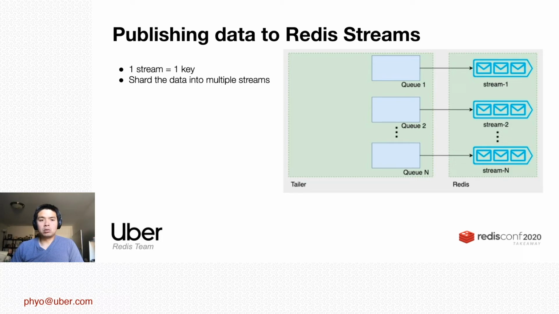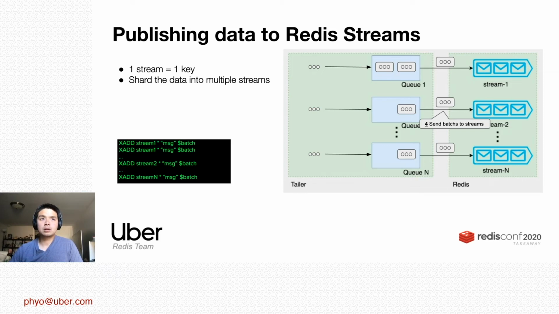Let's take a look at the command flow. When the commands come in, we shard the commands into the queues, and then we batch the commands in the queues based on size and time duration. After this, we send these batches to the mapped streams. The command we use is XADD, and if you look at the sample commands, we use XADD and then the name of the stream that we are publishing the data to. The star here signifies that we want Redis to create the ID for the entry, and message is just a static string key, and batch is the batch of commands.